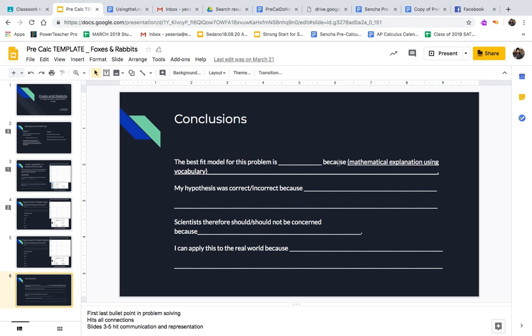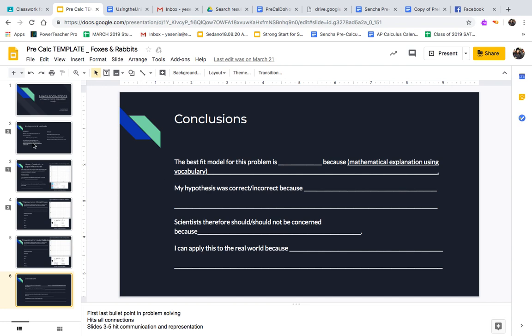And when you say your because, you have to use mathematical explanation using vocabulary and make sure that you're highlighting your vocabulary words. You're going to go ahead and restate what was your best fit model and give a brief reason why. And then comes the connection back to the hypothesis that you made on slide number 2.